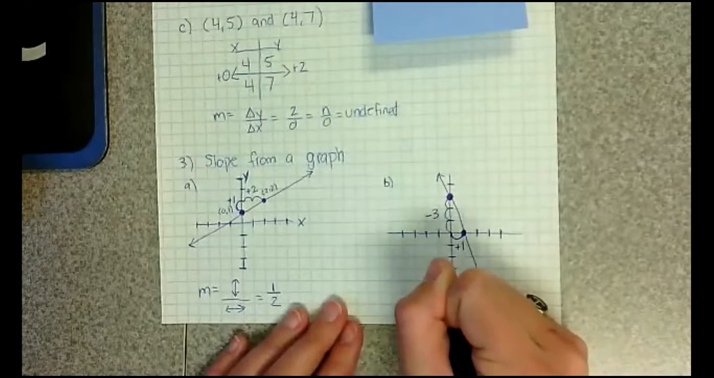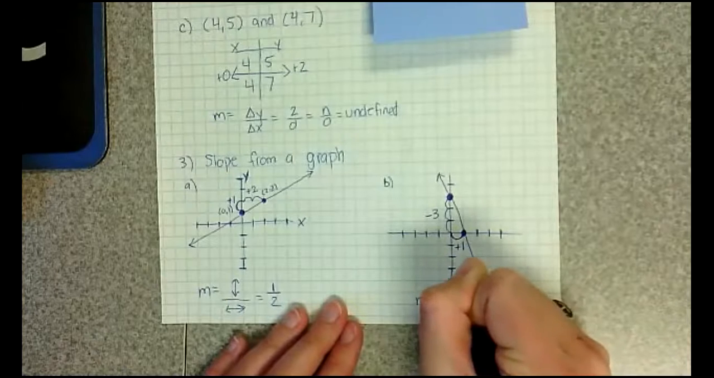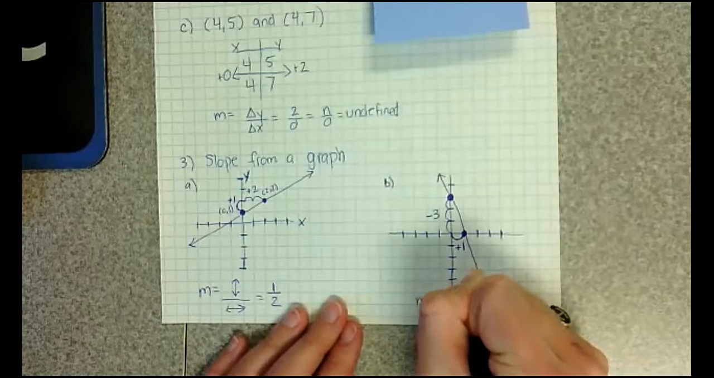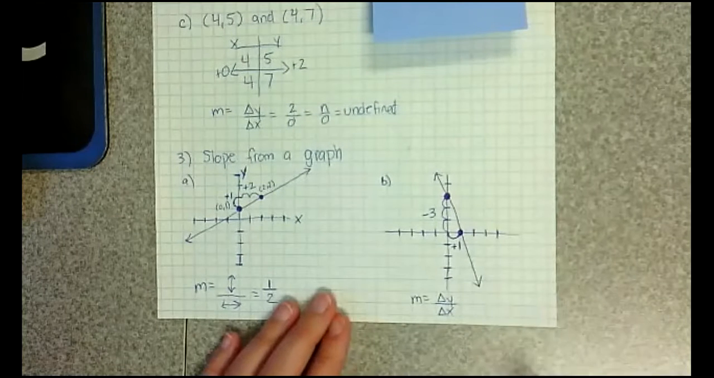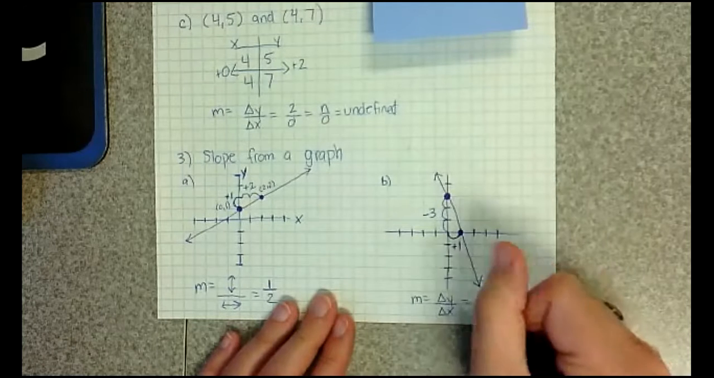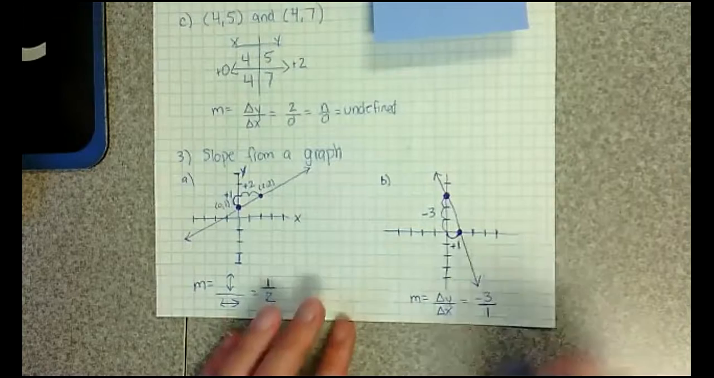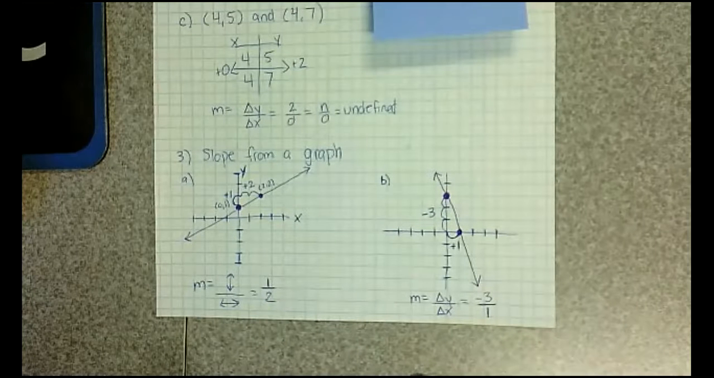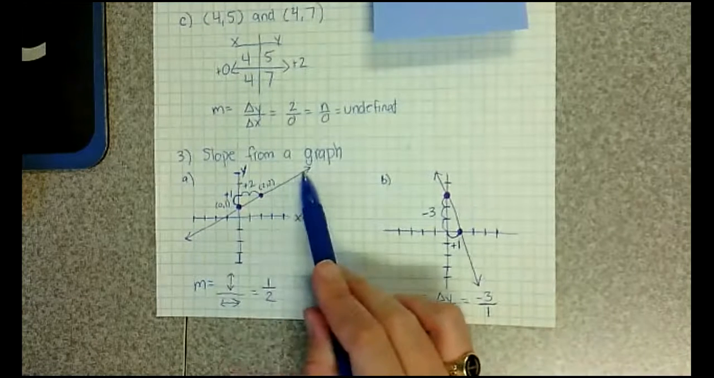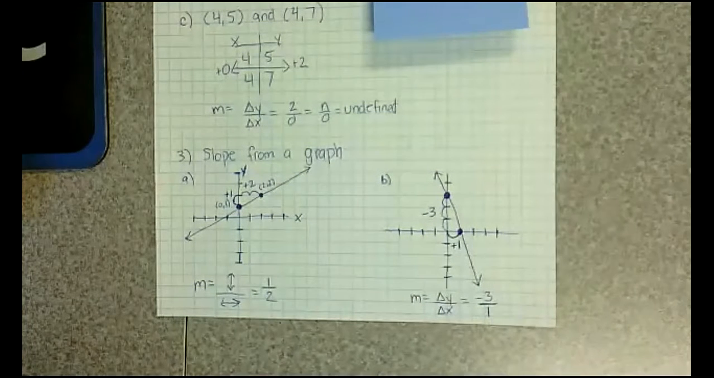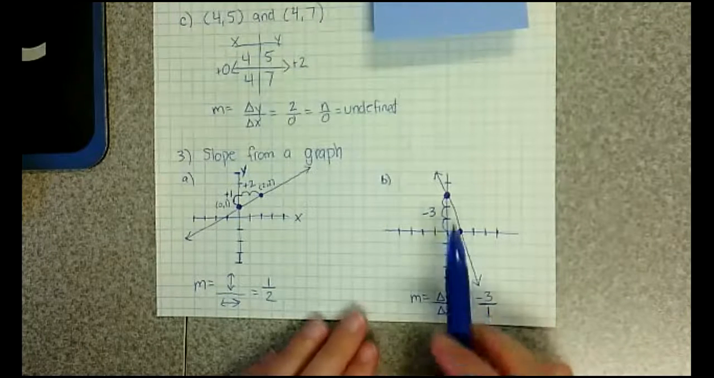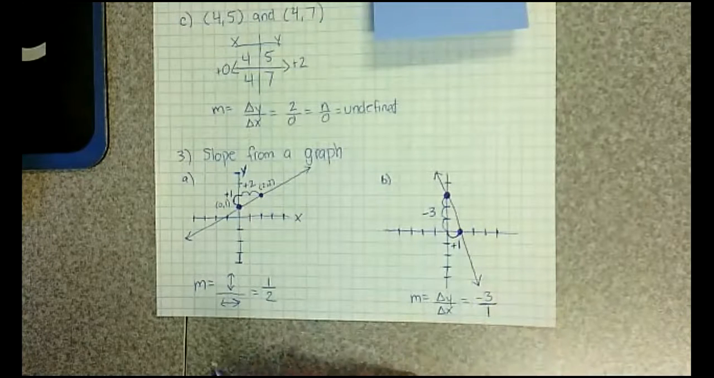So my slope, when I do the change in y over the change in x: I went down -3, and I went over 1 to the right. Please, guys, watch your positives versus your negatives. That's where I see a lot of students mess up. So just watch that. But you're just counting boxes when you're looking at slope.